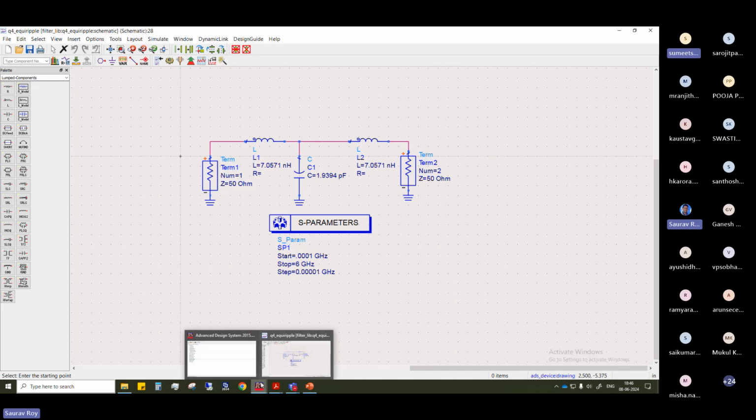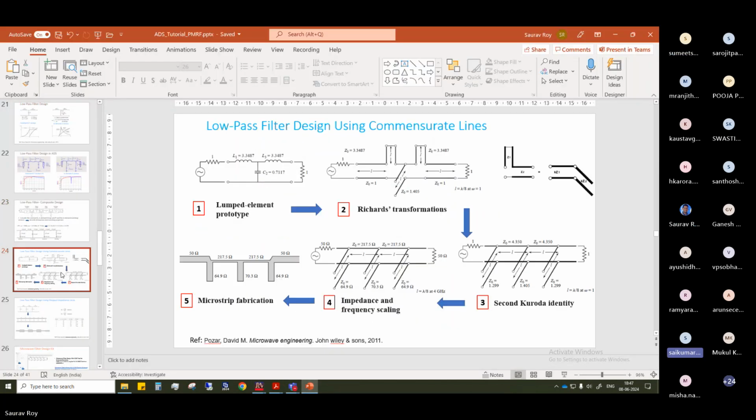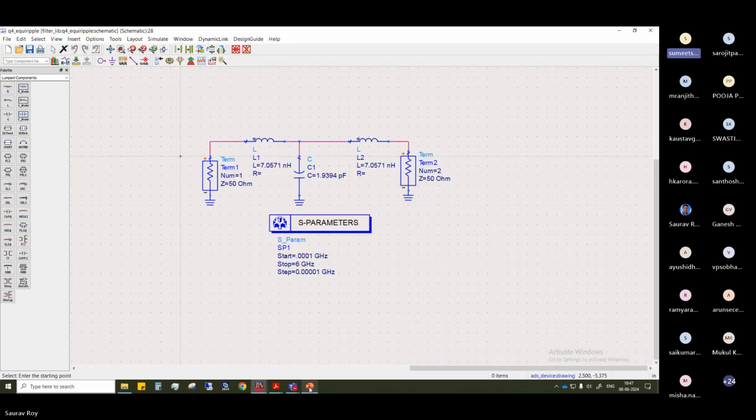Anything else? Otherwise, we'll move to microstrip line design now. Sir, a small doubt. Yes, sure. Sir, if you are increasing the order of the filter, what is the main advantage? See, generally, if you increase the order of the filter, it improves the performance. Performance may be in terms of your ripple, or in terms of your roll-off factor. Generally, it is the roll-off factor, as we have seen here.